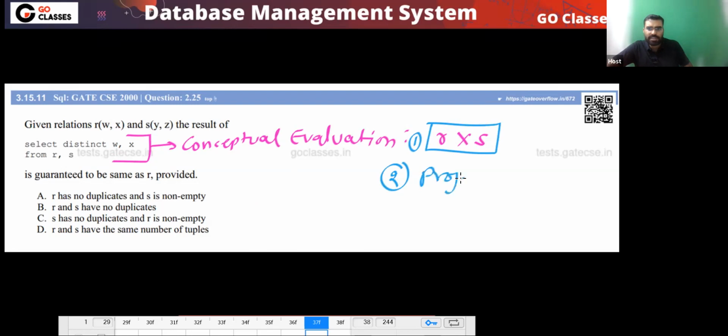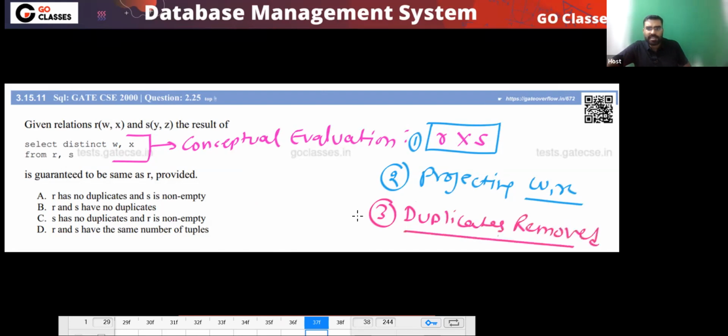Then you are projecting R again, and then duplicates will be removed because you have the word distinct. Now, what can happen if you don't have this distinct word? If the word distinct is not there, then you can have more tuples here, right?